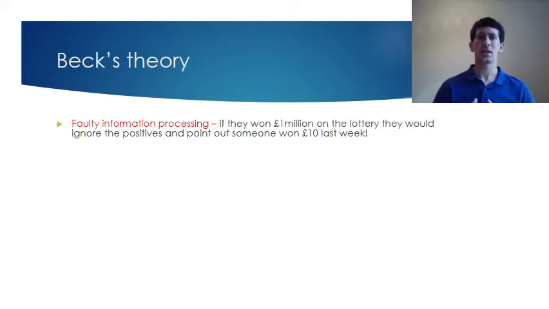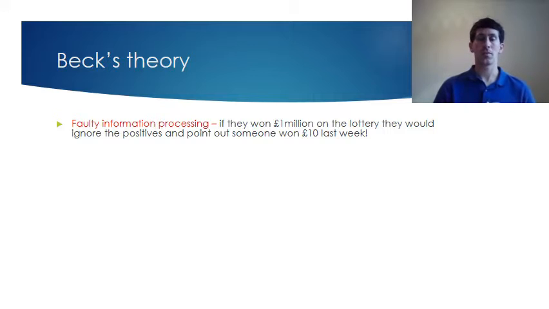So Beck's theory looks at three main things. It looks at faulty information processing, developing a negative self-schema, and the negative triad that you need to know for your specification. So the first thing Beck says causes depression is this idea of faulty information processing. The processing that goes on in the depressed person's mind isn't normal, it's faulty, there's something incorrect there.